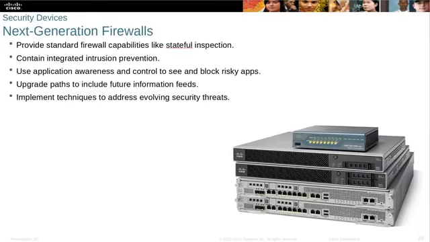We have our next generation of firewalls. In the picture you've got some of Cisco's ASA, Adaptive Security Appliance firewalls. These provide standard firewall capabilities like, for instance, stateful inspection, but they also contain integrated intrusion prevention. They can make use of application awareness to control and block risky applications. They've also got upgrade paths built in to include future information feeds, and they can implement techniques to address evolving security threats. These are very powerful devices.